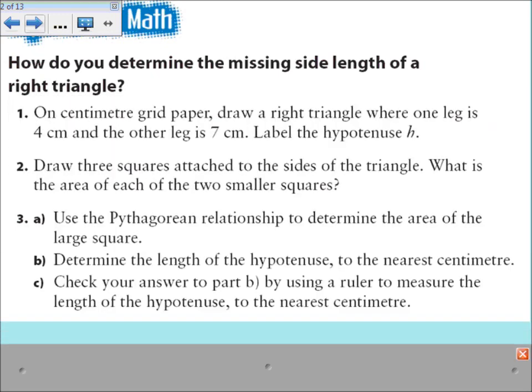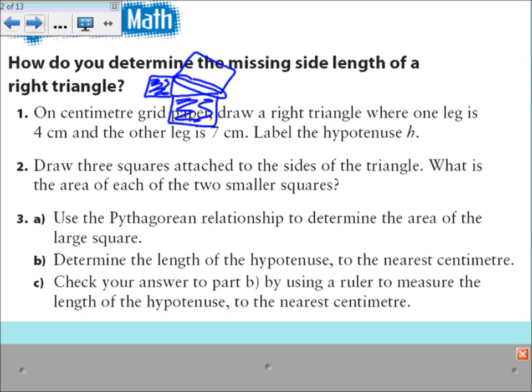So how do you determine the missing side length of a right triangle? On the centimeter grid, this is what I would hope that you guys need to do at home if you need any more explanation. So I need you to draw a triangle 4 centimeters by 7 centimeters and find out the area here, and then find out the area here, which will tell you the area here, and then you can find this side length right there.